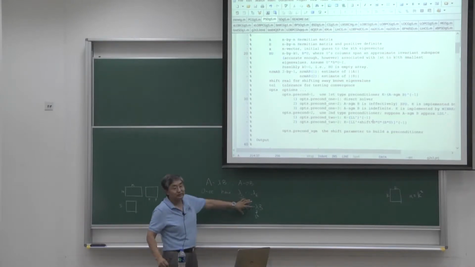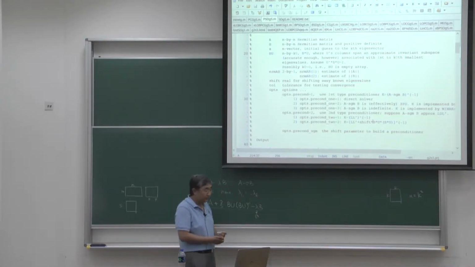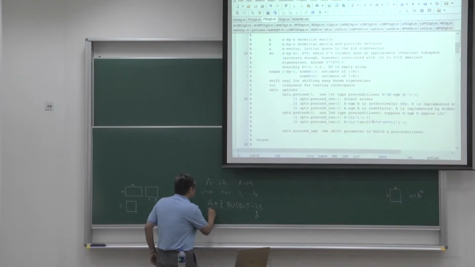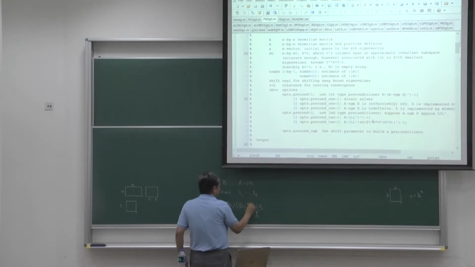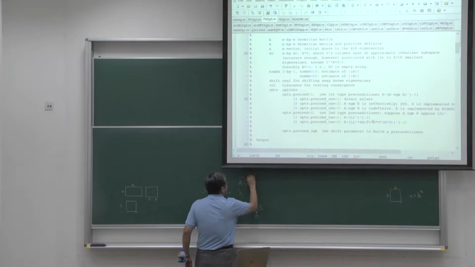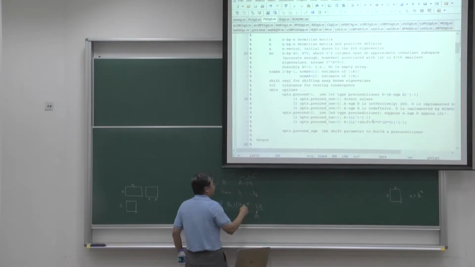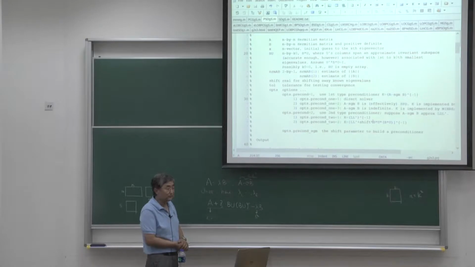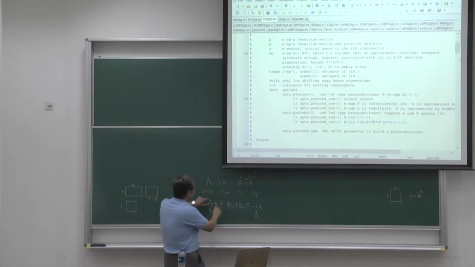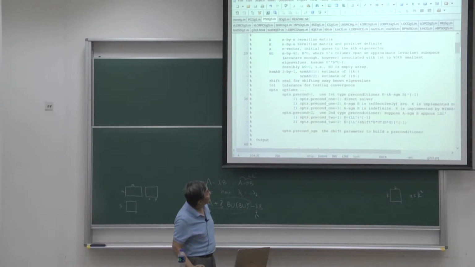Then how do you do an inverse of that? If A is replaced by an approximate LL transpose decomposition, then this will be LL transpose plus that whole thing. That's why one of the options is LL prime plus shift, B times U times B times U. Of course, B times U is computed outside and passed in.